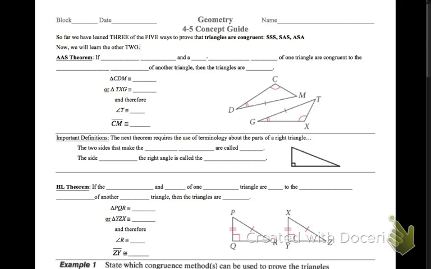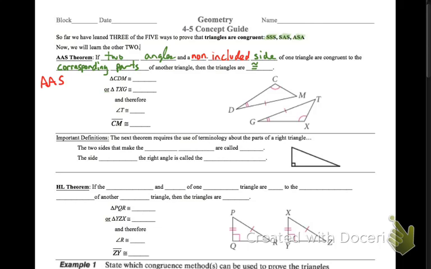So the other two ways, we learned about side, side, side and side, angle, side. This one, which I think I may have previewed for you, is angle, angle, side. If two angles and a non-included side of one triangle are congruent to the corresponding parts of another triangle, then the triangles are congruent. What are we talking about here?